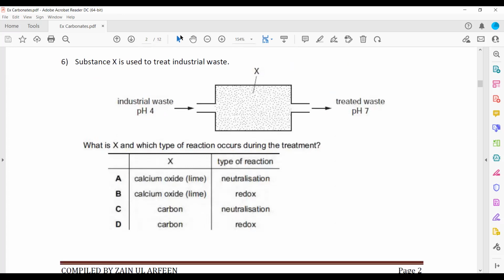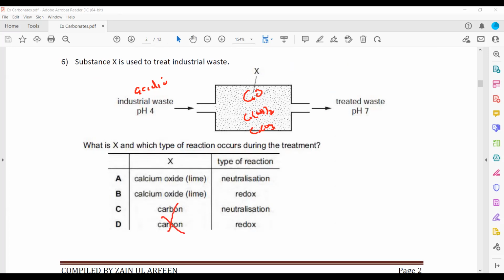The substance X is used to treat the industrial waste. pH 4 means it is an acidic waste. For treatment of acidic waste, we can use lime, calcium oxide, or slaked lime, calcium hydroxide, or we can also use calcium carbonate. So what is X used here? It can be calcium oxide, it cannot be carbon, so that's wrong.